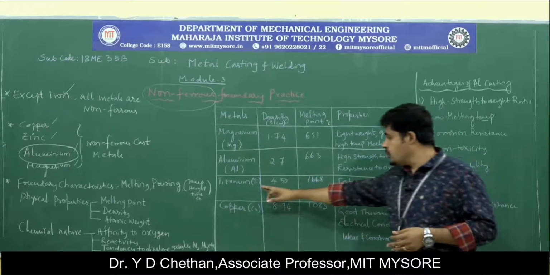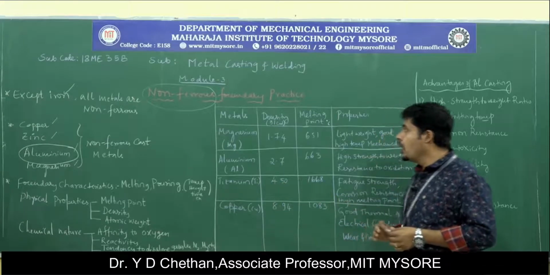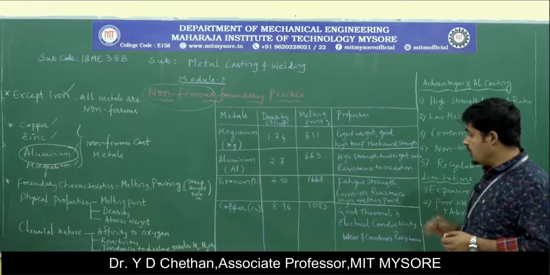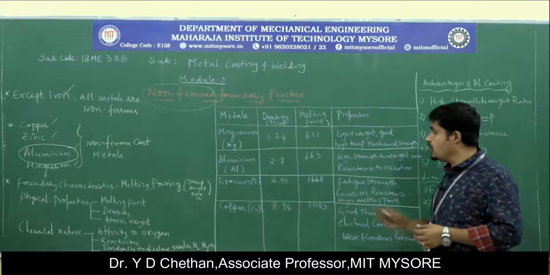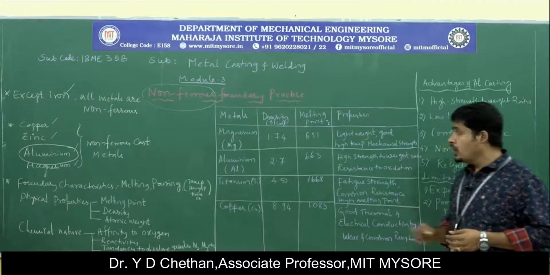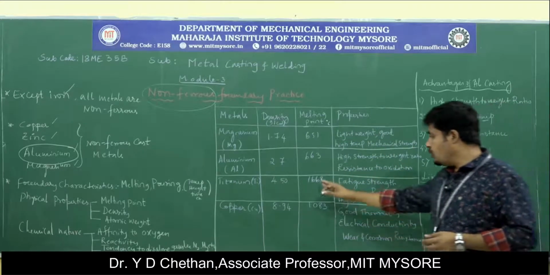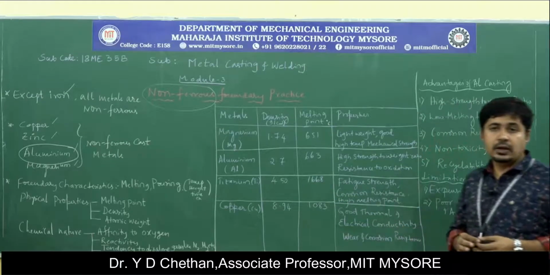And then the next metal is titanium. Its density is 4.5 grams per cubic centimeter. Then the melting point is 1668 degrees Celsius.